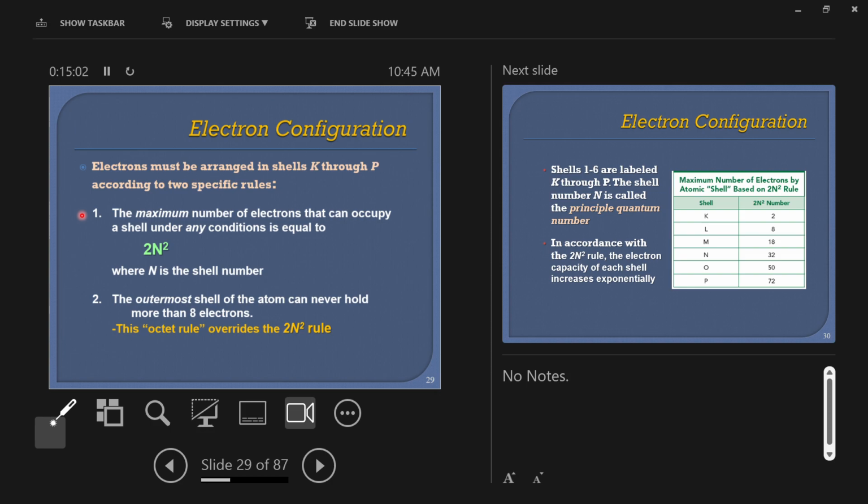The K shell equals 1. The L shell would be 2, and the M shell would be 3. Okay? So using our 2n squared rule, if we're going to figure out how many electrons are in the K shell, the innermost shell of oxygen, then we're going to put a 1 where the n is. So 2 times 1 squared.